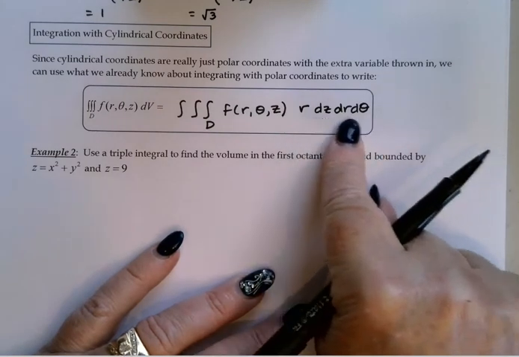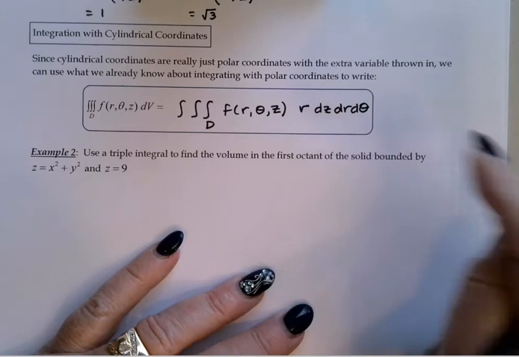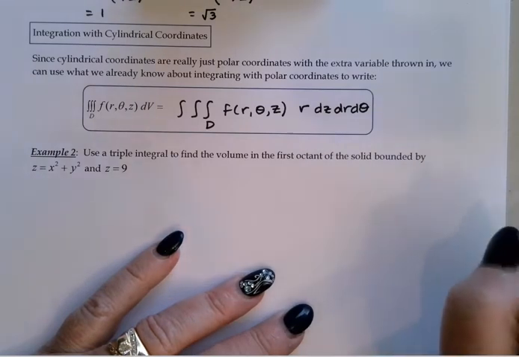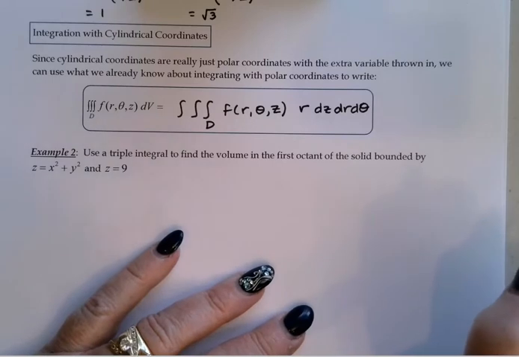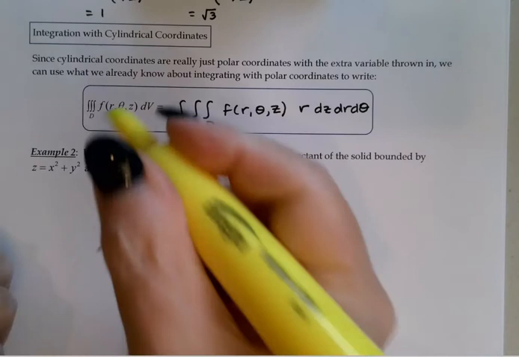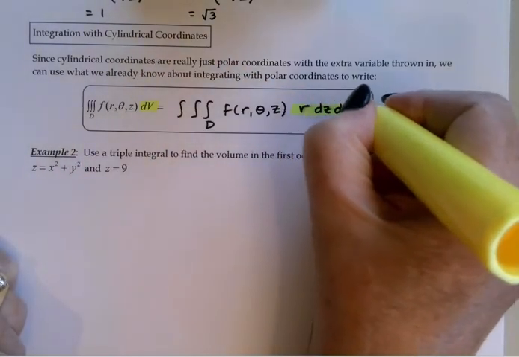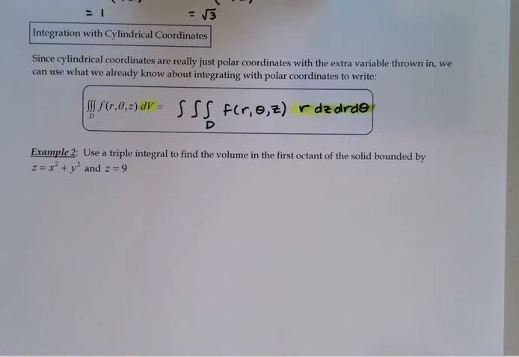I did specifically write it in this order. This is typically the way that we set them up, although like other integrals, if I want to change the order of integration, and it's possible, I will sometimes do that. So in this case, our big takeaway is our dV is now r dz dr d theta.